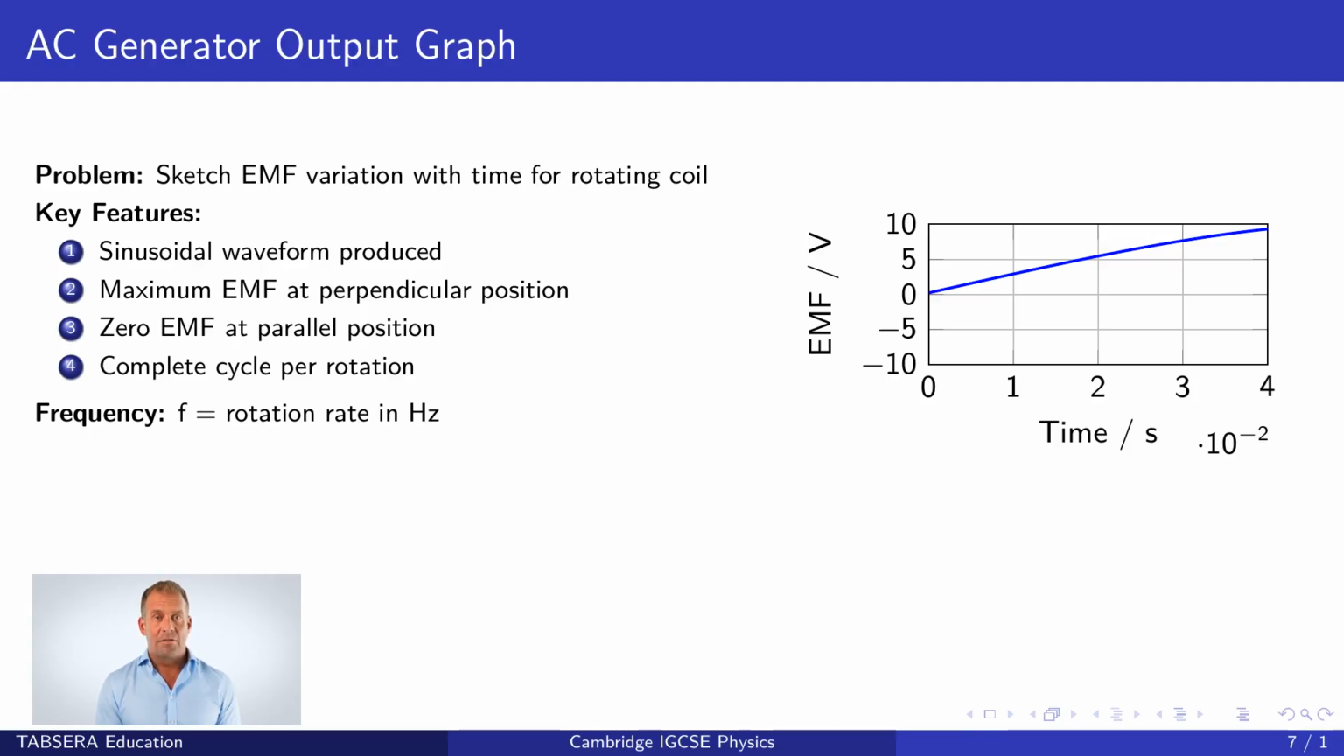Fourth, one complete cycle occurs per rotation of the coil. The frequency equals the rotation rate in Hertz. The graph shows a typical AC output with peak EMF of 10 volts and frequency of 25 Hertz, giving a period of 0.04 seconds per cycle.